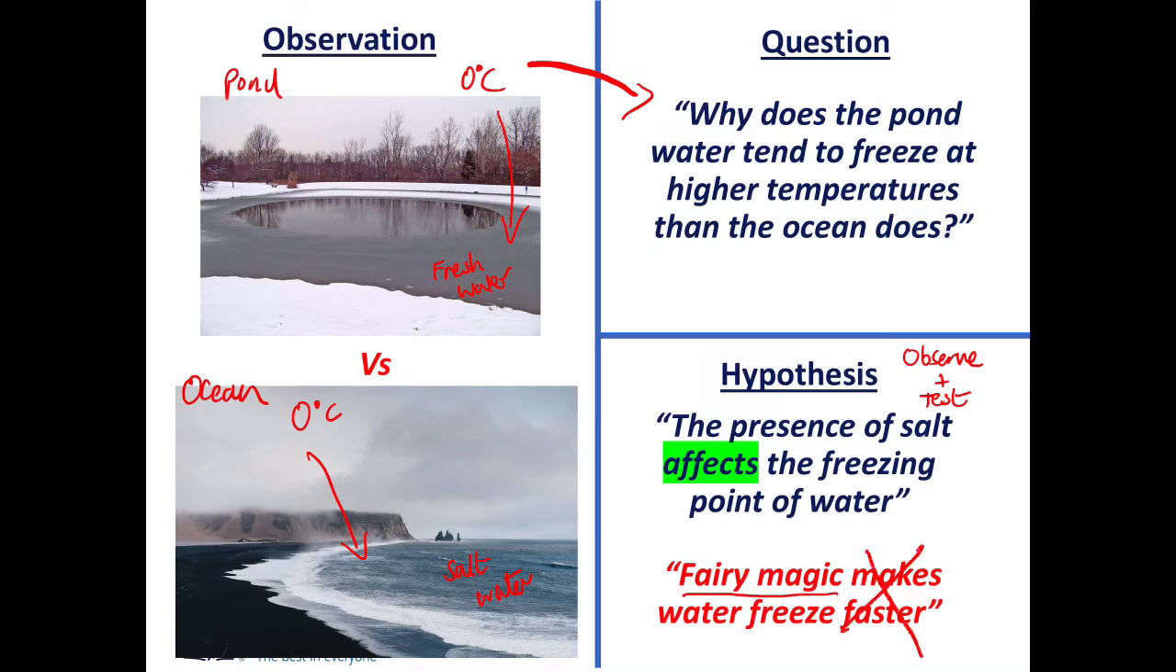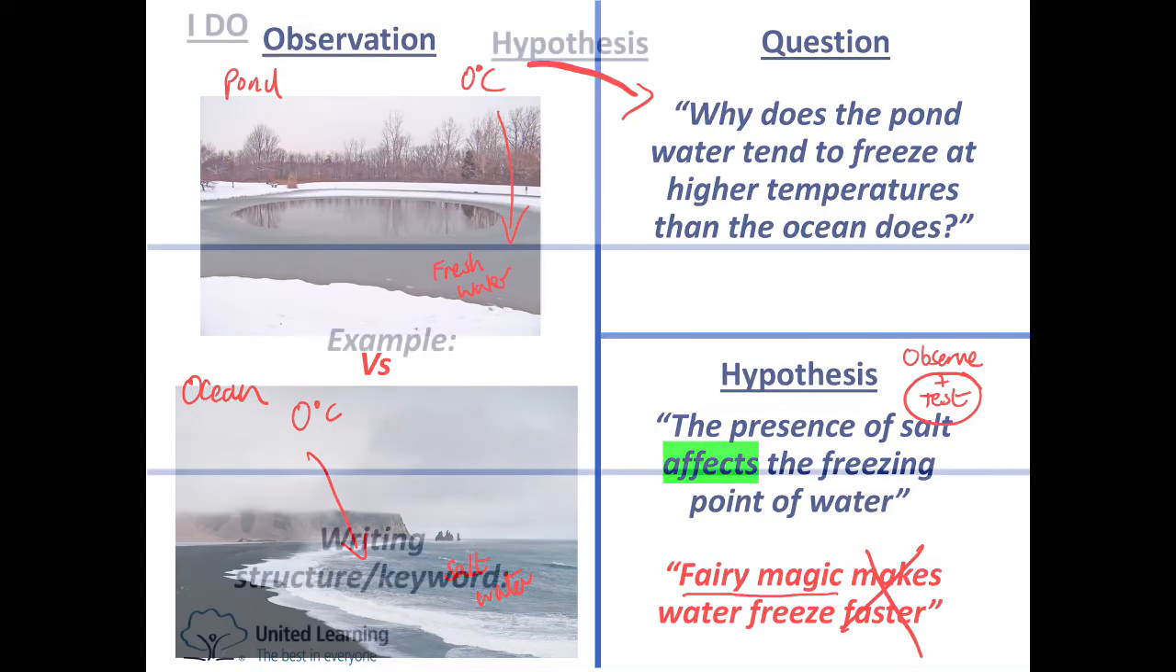So the hypothesis we decided to go with is the presence of salt affects the freezing point of water. So at this point, it doesn't matter if that hypothesis is right or wrong, as long as we are able to test this, whether it is right or not. So the key point of the hypothesis is that we can test it.